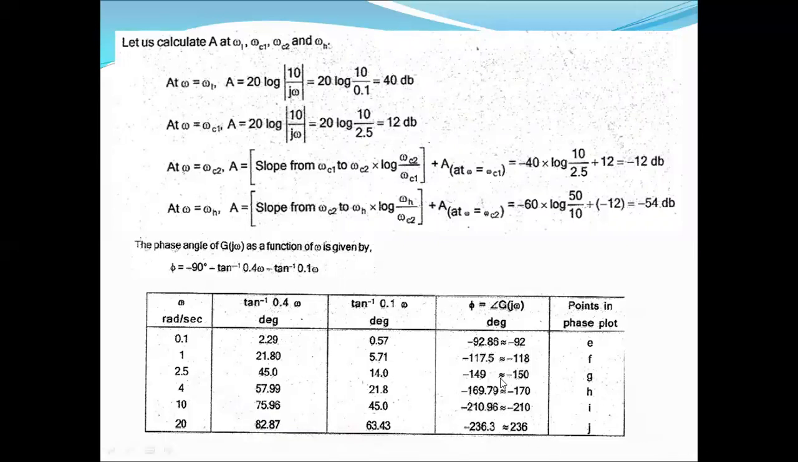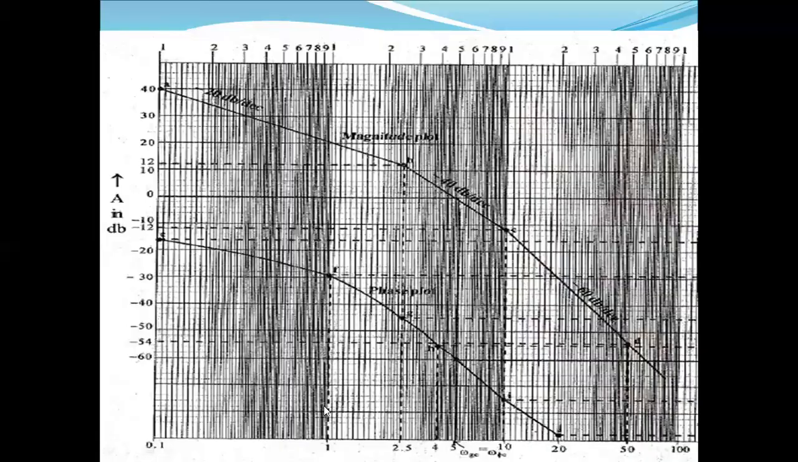The 180 degree will be in between the corner frequencies 4 to 10, so between 4 and 10 you will get a point, and from this you can extend. Actually, in this problem we are not finding the gain margin and phase margin. In the next problem, I will show how to find the phase margin and gain margin. Okay. So this is the procedure.